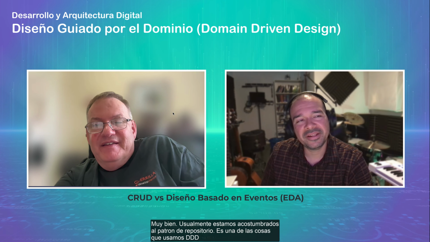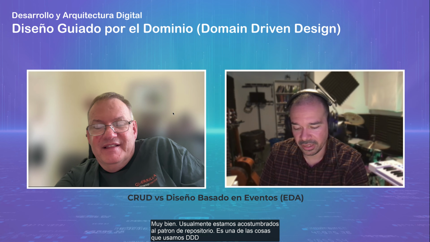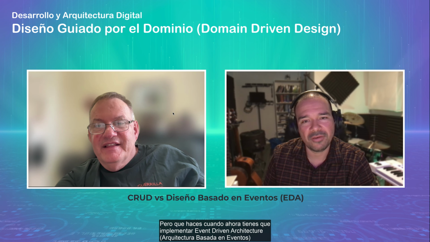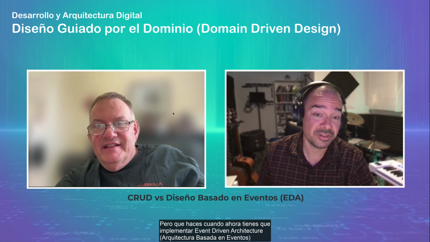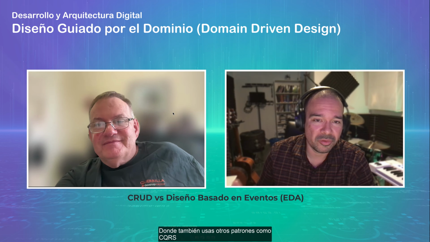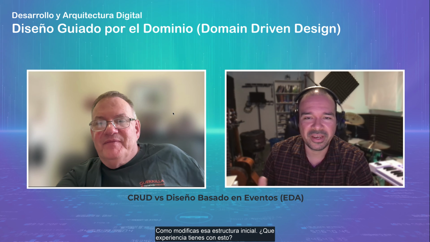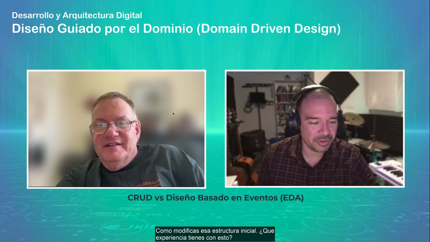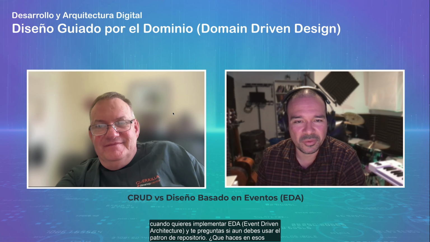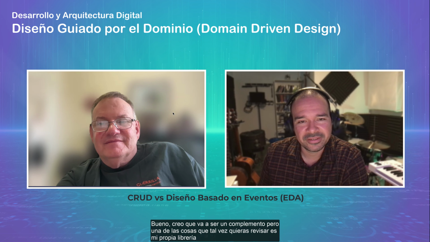Awesome. And so we usually are used to the repository pattern, right? When using DDD, that's one of the things that we do. But what do you do when you have to now implement event-driven architecture, right? When you now follow other patterns, CQRS, for example. So how do you modify that initial structure? Any experience on that? For example, when you want to implement EDA and you wonder if you want to continue using repositories, or what do you do in those cases?